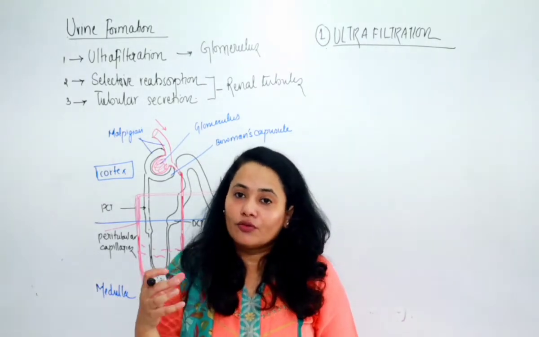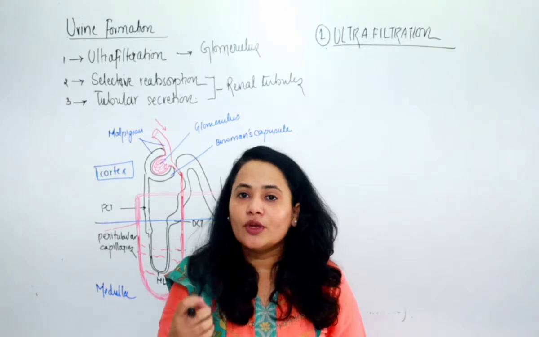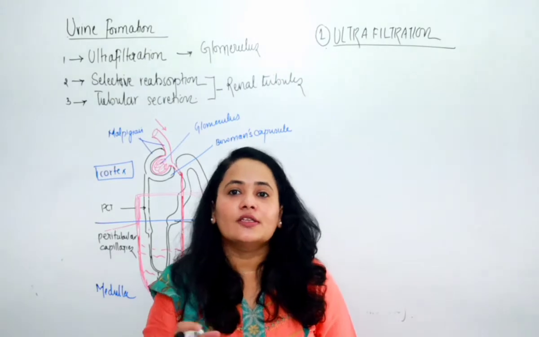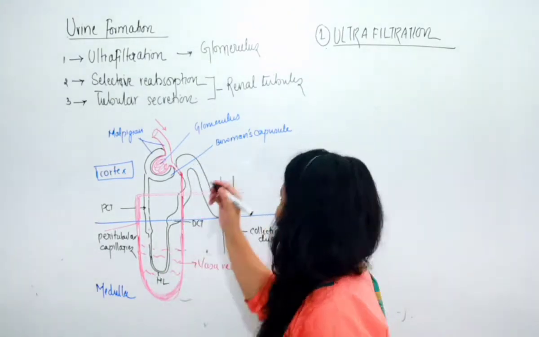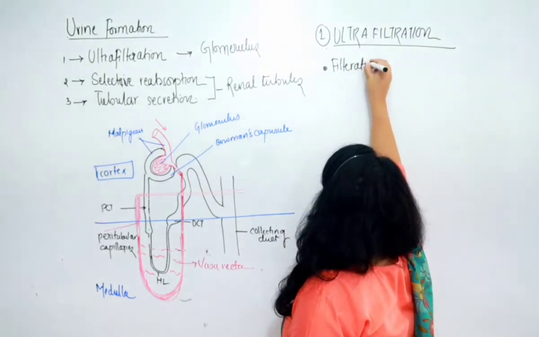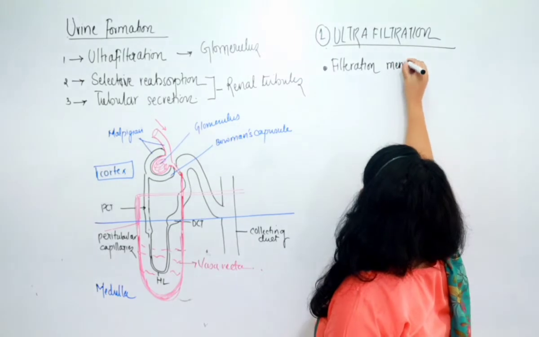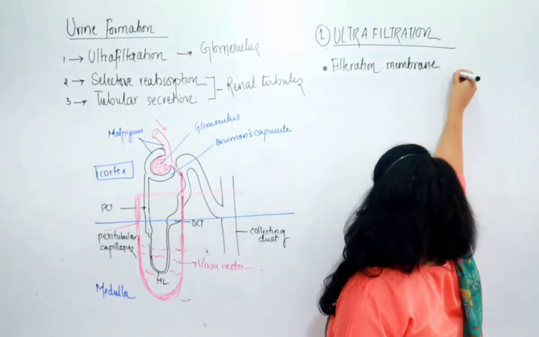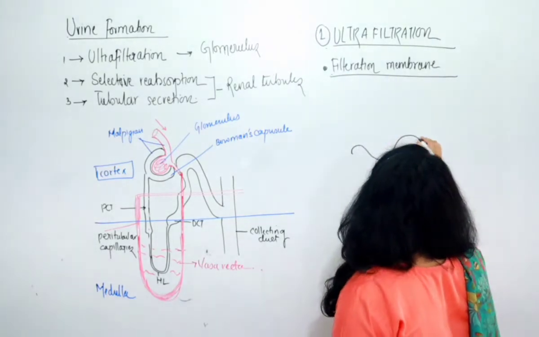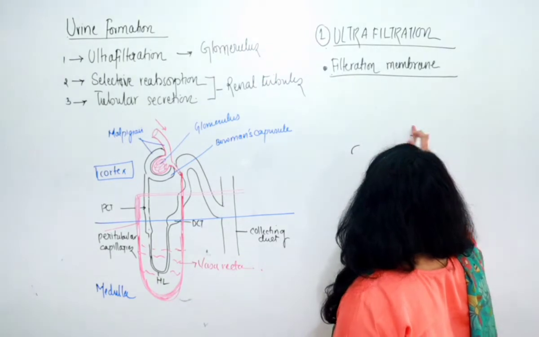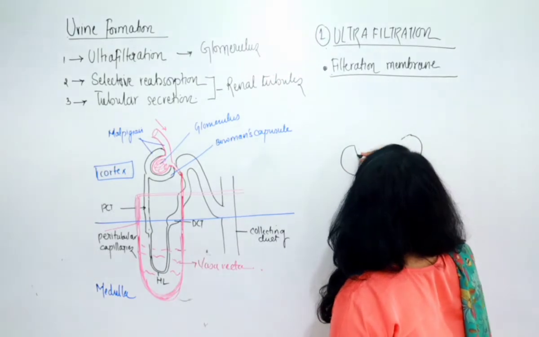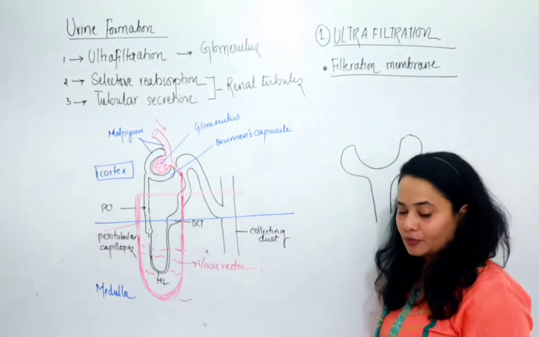As we go with the ultrafiltration process, first of all we need to understand what is filtered over here, how it is filtered, which membrane is involved over here. So let us first understand the filtration membrane. The membrane which is involved in this process is known as filtration membrane. So what is our filtration membrane? We know that this is a cup-shaped structure and we call it as Bowman's capsule. Here it is. So this is the Bowman's capsule.